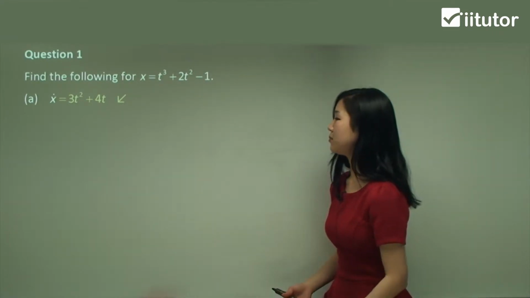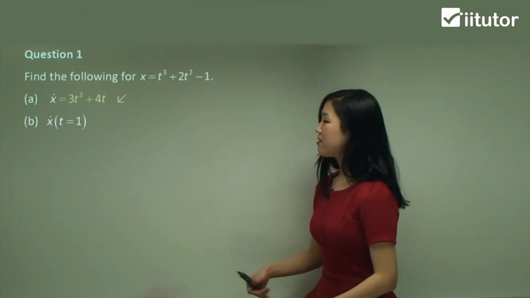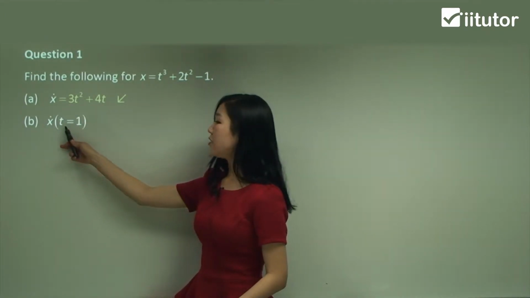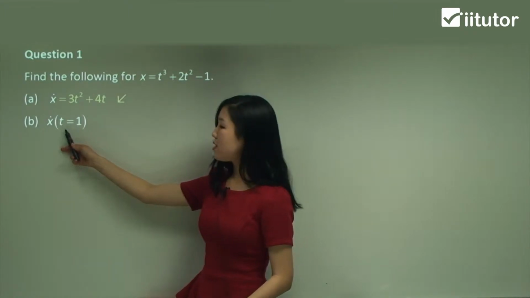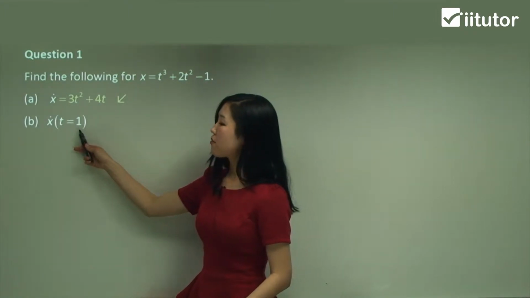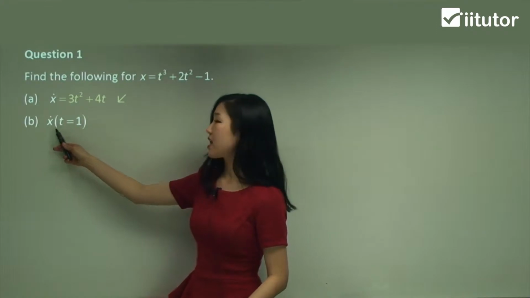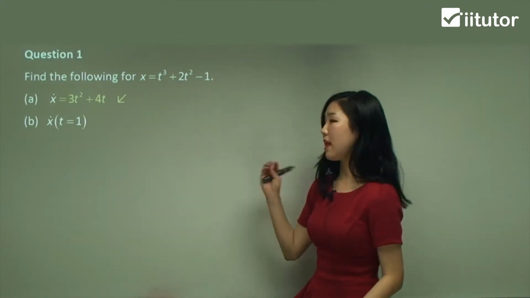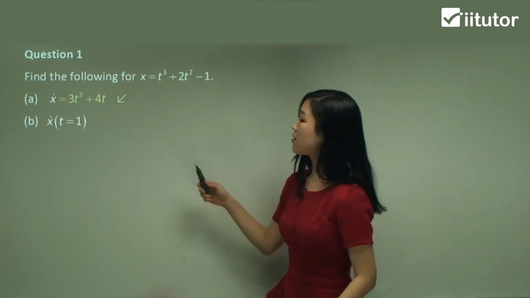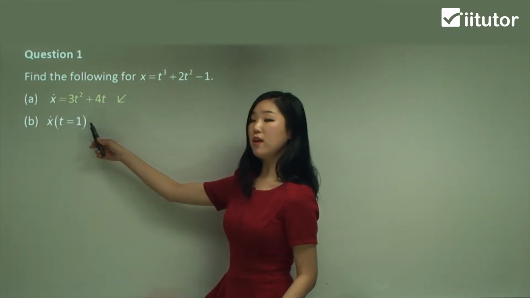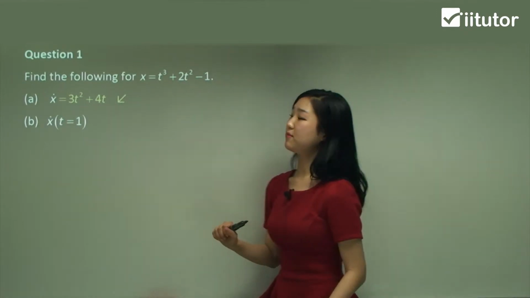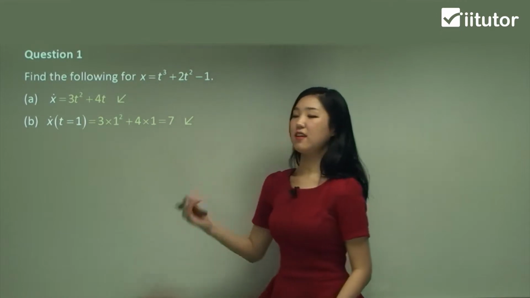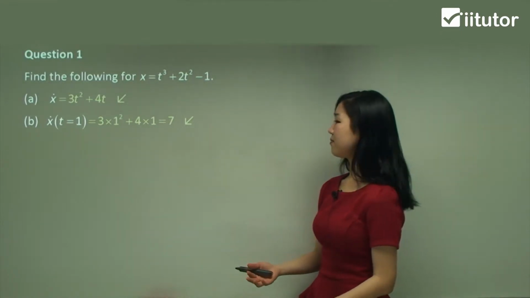Okay, very simple. Now B, this time it asks us to find x dot, which is the same as part A, but it tells us what t is. It says t equals 1. So we want to find the rate of change of x at a given time 1. Okay, it could be 1 second, 1 minute, I don't know, but at time 1. So all you need to do is simply sub in t equals 1 into x dot. So just like that. So it's going to put 1 into all the t's and just calculate that to get 7. Okay, and that's it.